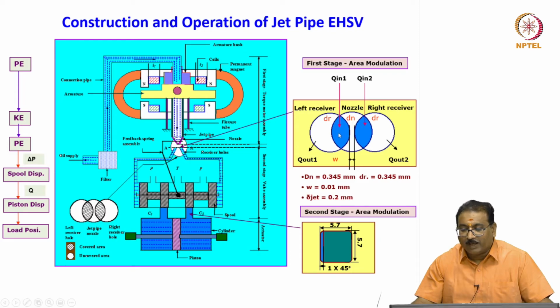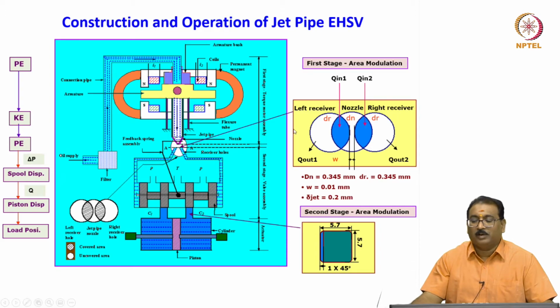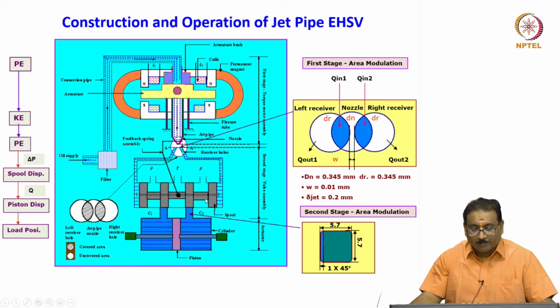The flow Q in 1 will come out as Q out 1, because there is no passage here. After pushing the spool, it will come back and go through the opened orifice. Similarly, Q in 2 will come through the opened orifice as Q out 2. Over the receiver hole, it is a first stage area modulation. For example, if the jet pipe nozzle is moving this side, this area is increasing, meaning pressure is increasing in the left receiver. The spool will move, and proportionately the area is decreasing here. Correct, friends, this is the first stage area modulation.